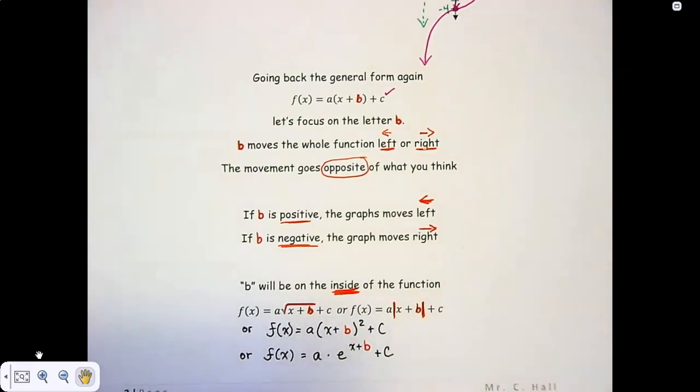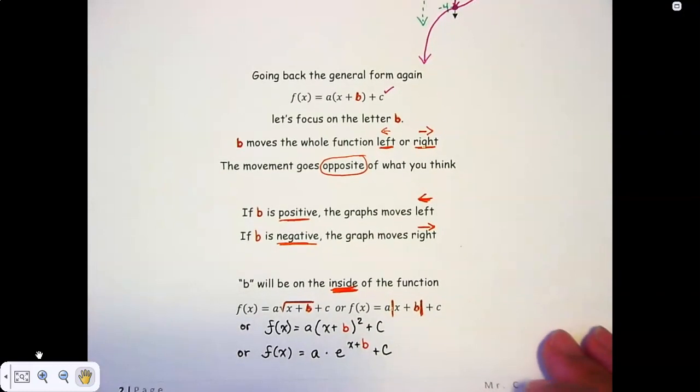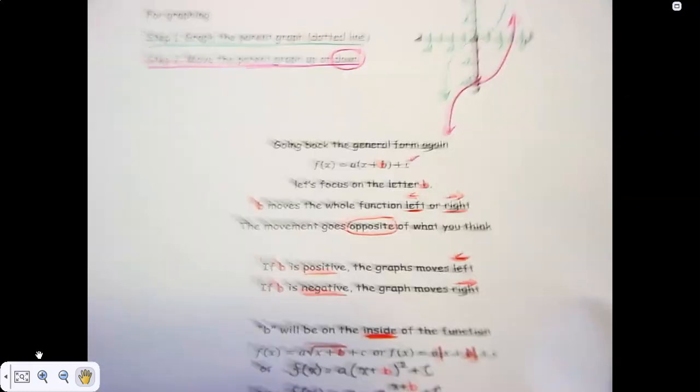If it's an exponent right there inside the function, that's x plus b, that's inside. It's part of your exponent there. So those are the types that we're talking about. If you're talking about inside, it's either going to be underneath the radical, inside absolute value bars, inside parentheses, or even up there as an exponent inside the problem. So that's the parts we're talking about. We're saying inside.